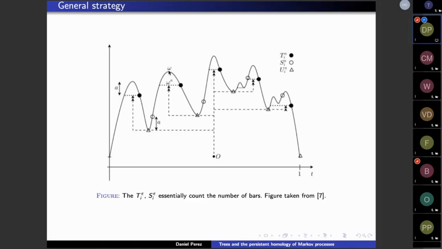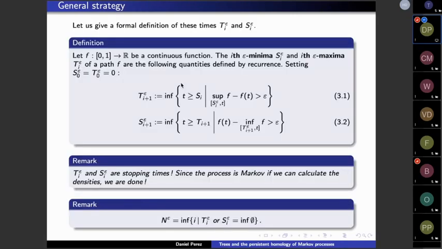And then you keep going on like this. So again, you reach some other peak and then you come down by ε and then you have some other T_i^ε. So now the problem is, okay, we have this idea, but we want to write a formal expression for these T_i^ε and S_i^ε. So the way that we are going to do this is essentially the following. If we have some continuous function, then we can define these S_i^ε and T_i^ε in the following way. So we're going to do it by recurrence. So first, we start by setting S_0^ε and T_0^ε as 0. And then we do some recurrence like this.